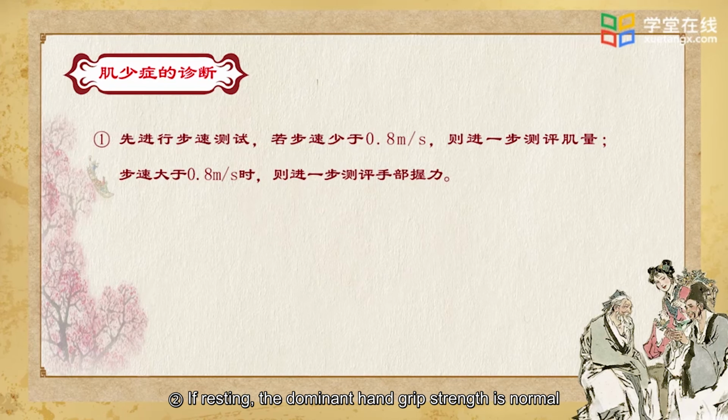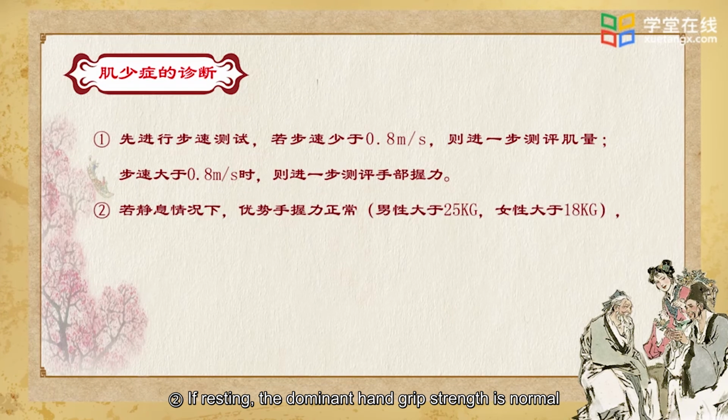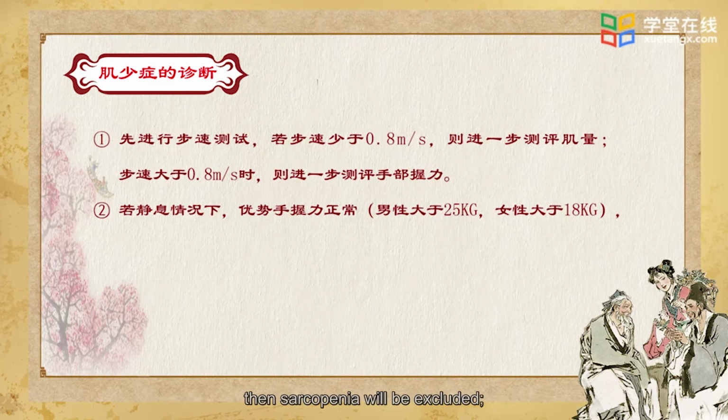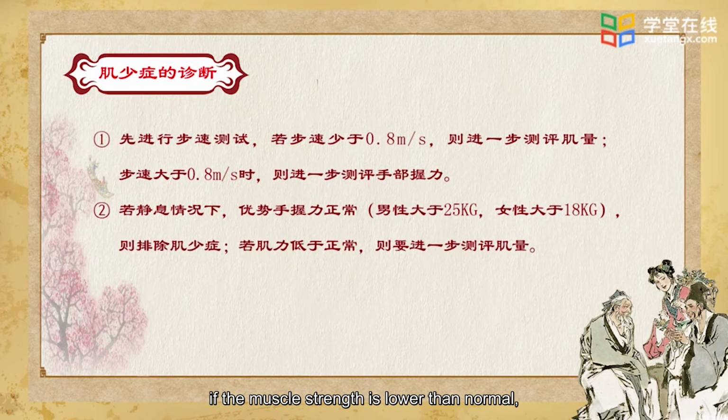Number 2, when resting, if the dominant hand grip strength is normal, greater than 25 kg for male and greater than 18 kg for female, then sarcopenia will be excluded. If the muscle strength is lower than normal, the muscle mass should be further evaluated.